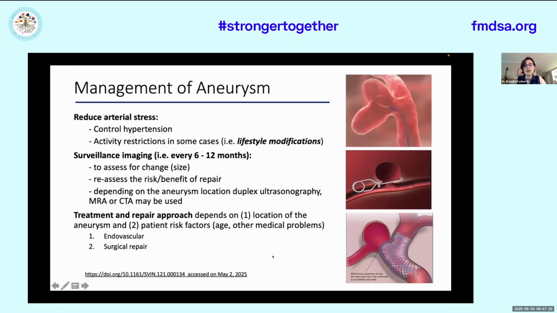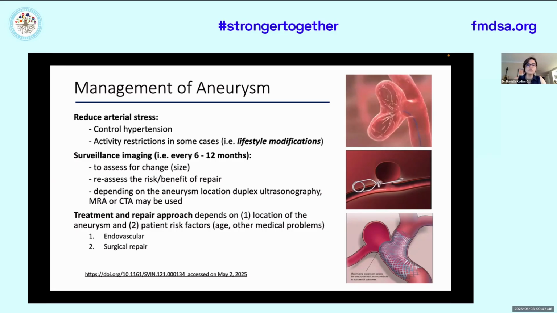So when it comes to the management of aneurysms, we have a few different ways that we think about this. First and foremost, we want to reduce any extra stress on the artery wall. So controlling high blood pressure becomes really important. We'll often recommend some activity restrictions, and I'm going to go through at the end of the talk some lifestyle modifications that I share with my patients, actually regardless if they have an aneurysm.